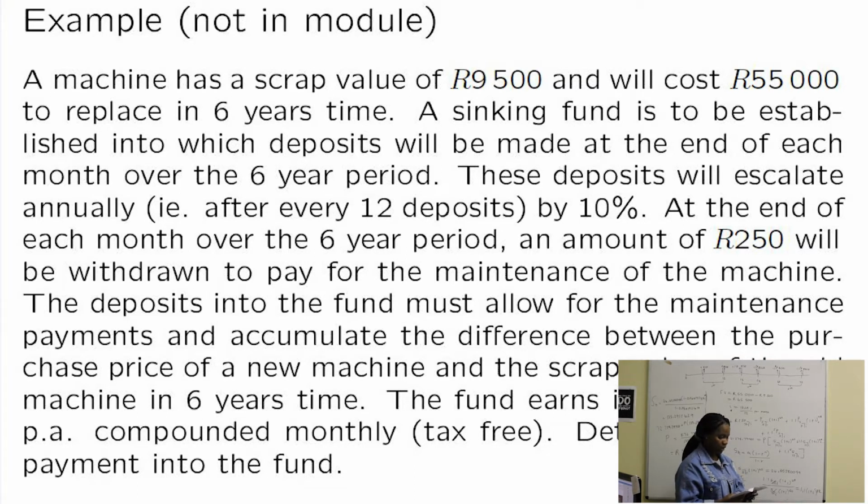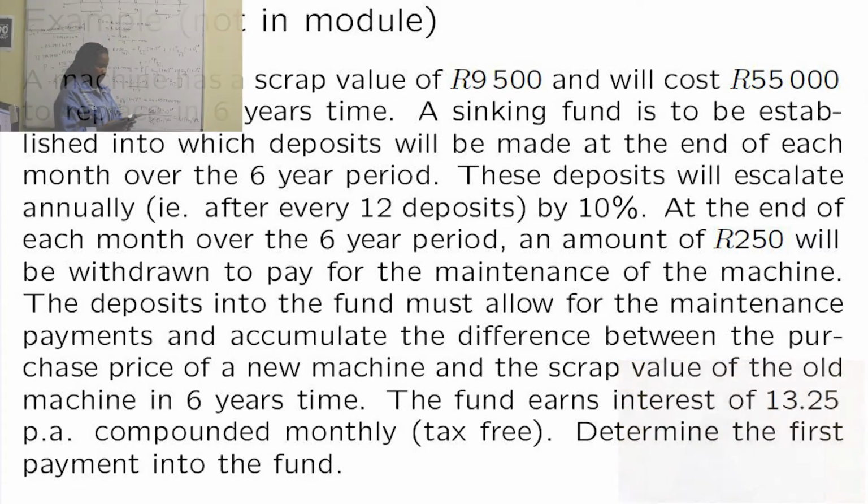At the end of each month over the 6-year period, an amount of 250 will be withdrawn to pay for the maintenance of the machine. The deposits into the fund must allow for the maintenance payments and accumulate the difference between the purchase price of a new machine and the scrap value of the old machine in 6 years' time. The fund earns interest of 13.25% compounded monthly and it's tax-free. Determine the first payment into the fund.